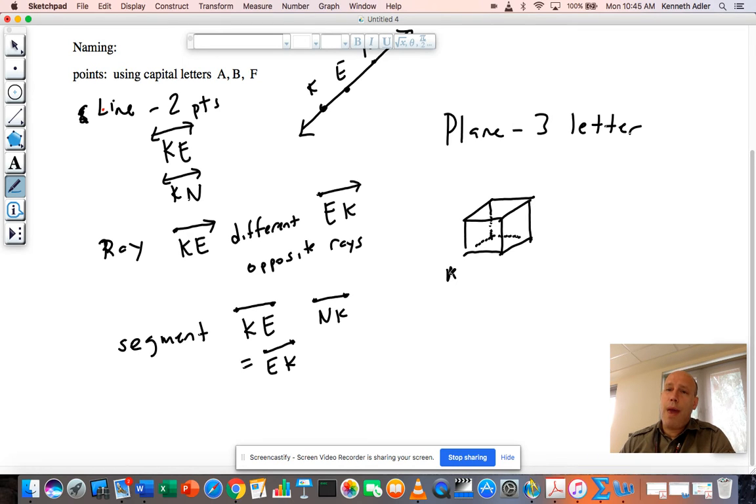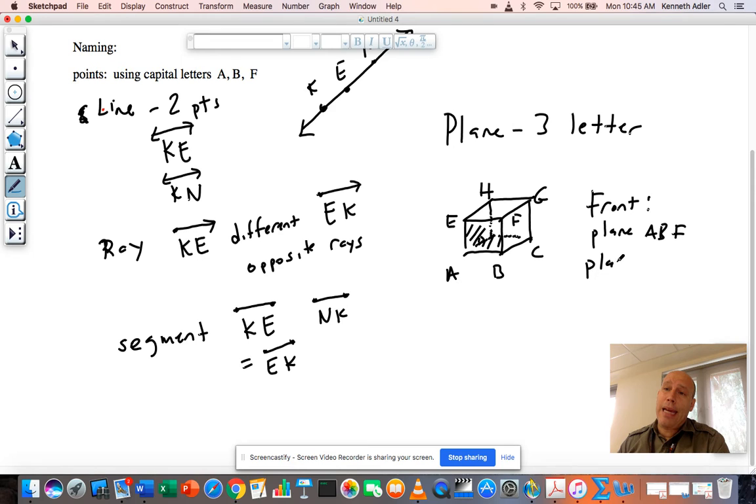I'm going to label this cube A, B, C, D, E, F, G, and H. And the question is, how do we name, I might ask you to name the front. And you would say, oh, okay, the front is this face right here. So we would say the front is plane ABF. Or I might say plane FEA.